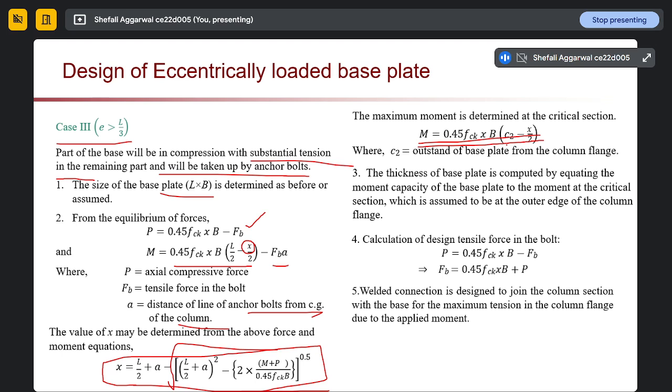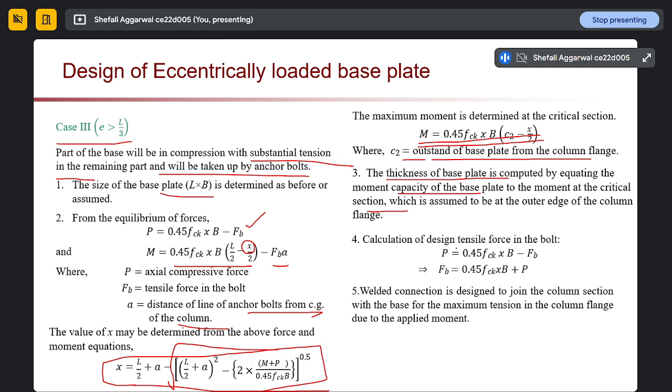So we will calculate the moment at the critical section, where C2 is given by the outstand of the base plate from the column flange. After calculating the moment, we will calculate the thickness of our base plate. Again, we are using the same formula, equating the moment capacity of the base plate to the critical section moment, and from this we can calculate the thickness of our base plate.